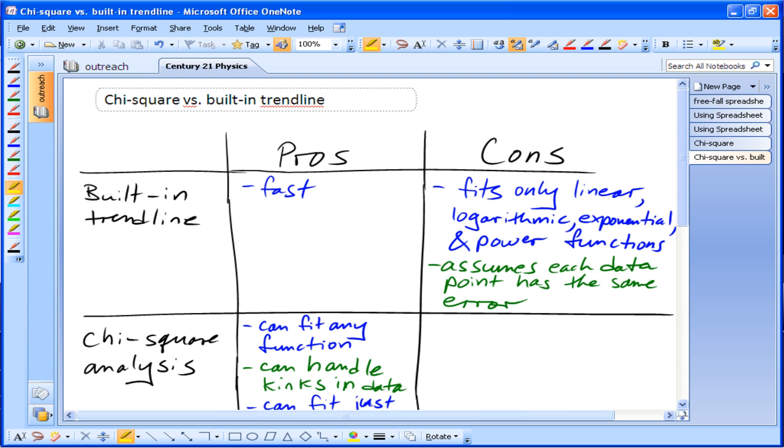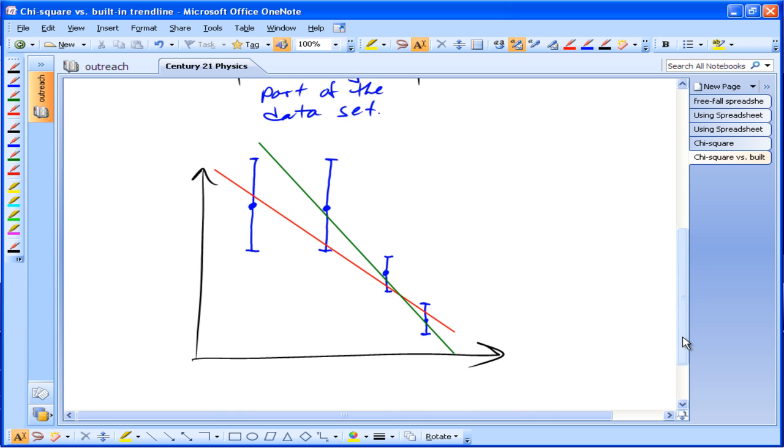Another problem with the built-in trendline is that it assumes each data point has the same error. As this example down here shows, you have 2 different lines fitting this set of data. You have the green line and the red line. And the question is, which one is better, and which one would be given to you by the built-in trendline or the chi-squared analysis? The built-in trendline is more likely to give you something like the red line here, because it assumes all the data points have the same error, and this red line goes through every single error bar, and you might be mistaken in thinking the red line is the better fit.